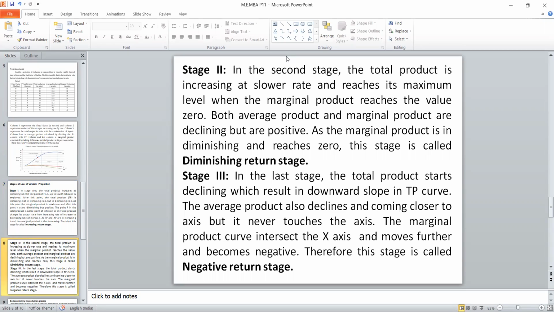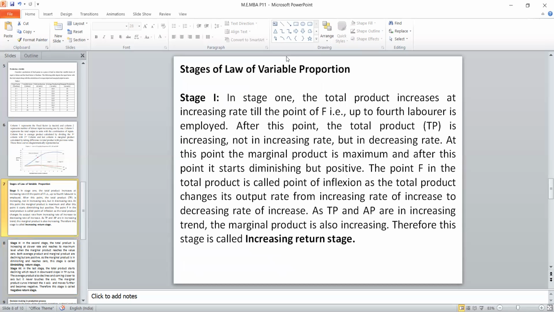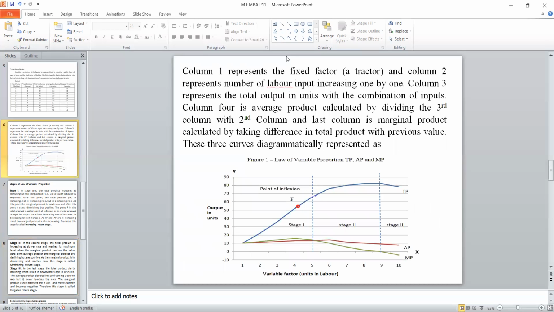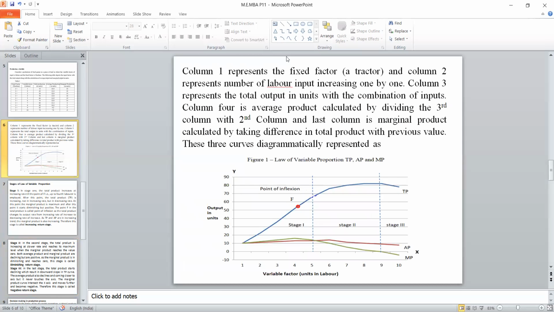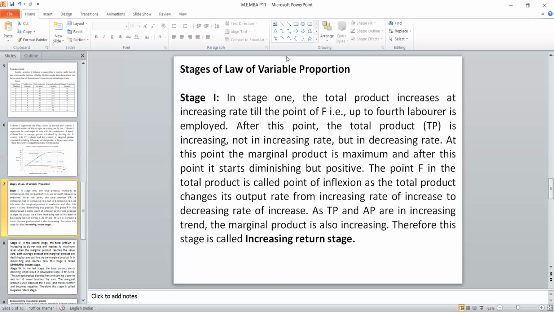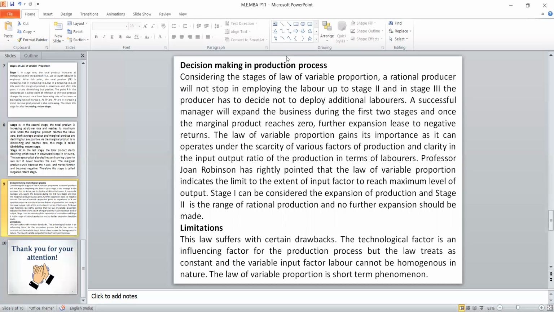In the last stage, the marginal product will become 0. After that point, it becomes negative. The total product reaches its maximum and starts declining. From 82, it reduced to 78. So you can see the diagram. You can see the table also. At the 10th level, from 82, it is 78. From that stage, it starts declining. So that is why it is called negative stage.